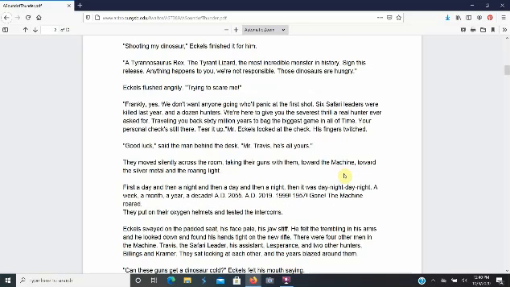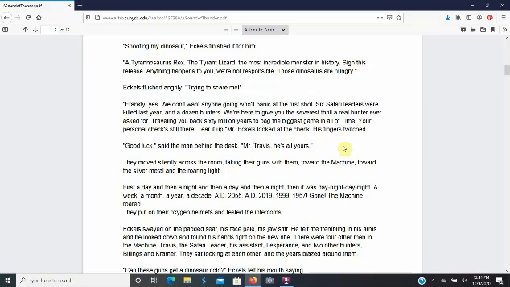We don't want anyone going who'll panic at the first shot. Six safari leaders were killed last year, and a dozen hunters. We're here to give you the severest thrill a real hunter ever asked for, traveling you back sixty million years to bag the biggest game in all of time. Your personal check's still there. Tear it up. Mr. Eccles looked at the check. His fingers twitched. Good luck, said the man behind the desk.